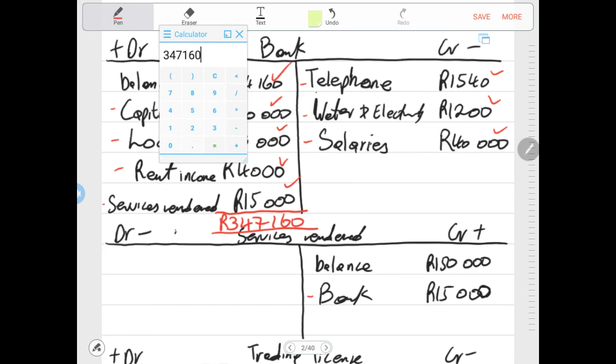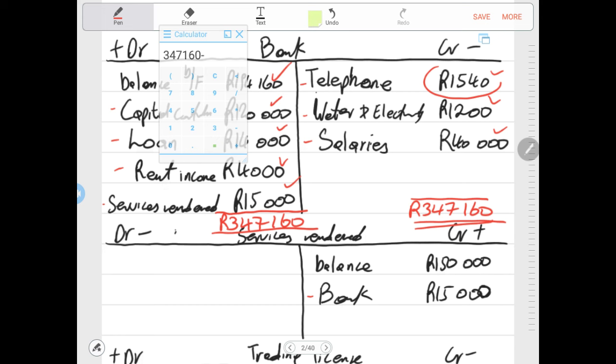But now there are also figures on the credit side. Let us minus them. If the debit side is bigger, this is what you do, and the other side amounts on the other side. You write the same 347,160. We say minus the amounts on the credit side: minus 1,540, minus 1,200, minus 40,000. Then this gives us a total of 304,420. Now I said to you, we look at the total of the bigger side.